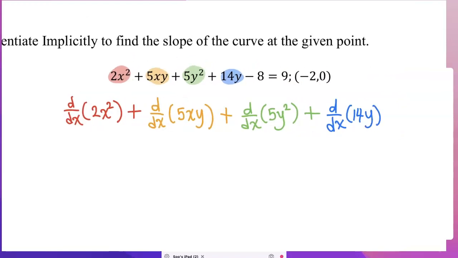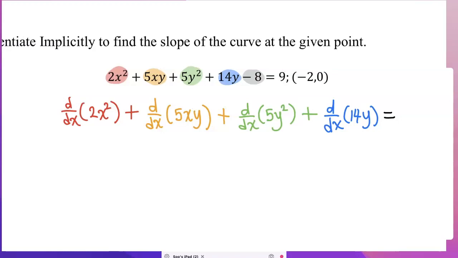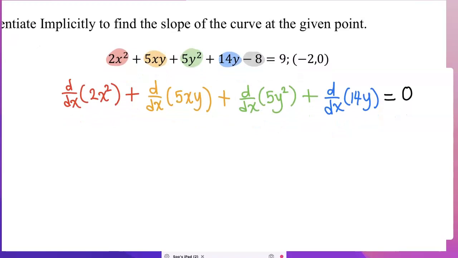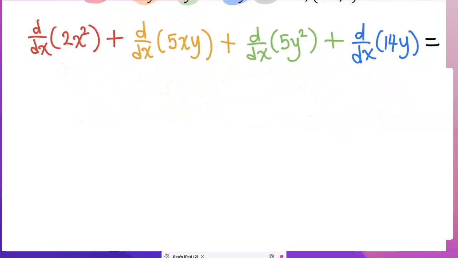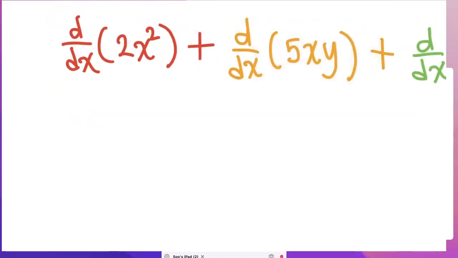Because, look, if I take the derivative of -8, that's going to be 0, right? So I can write -0 here, but I really don't need to. And on the other side of the equal sign, if I take the derivative of this 9, I will also get 0. So I'll put the 0 on the other side. So I have these 4 things to take care of now. Let's focus on the red one, and this one's not bad.